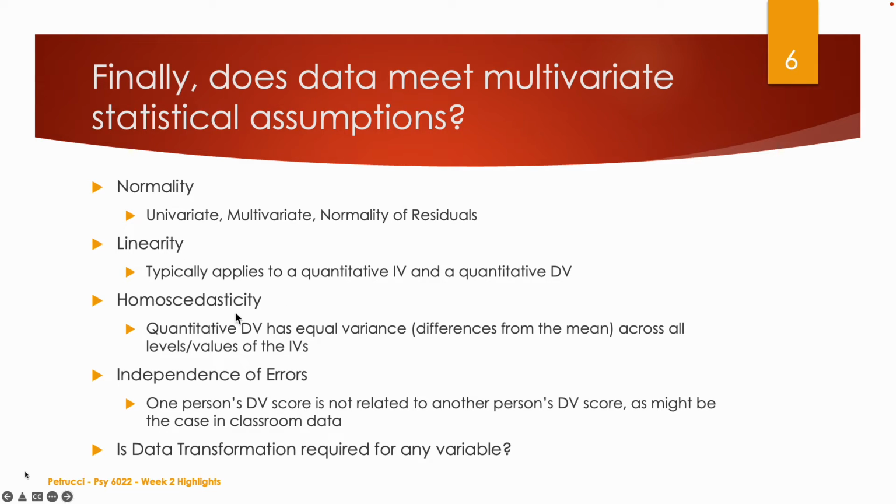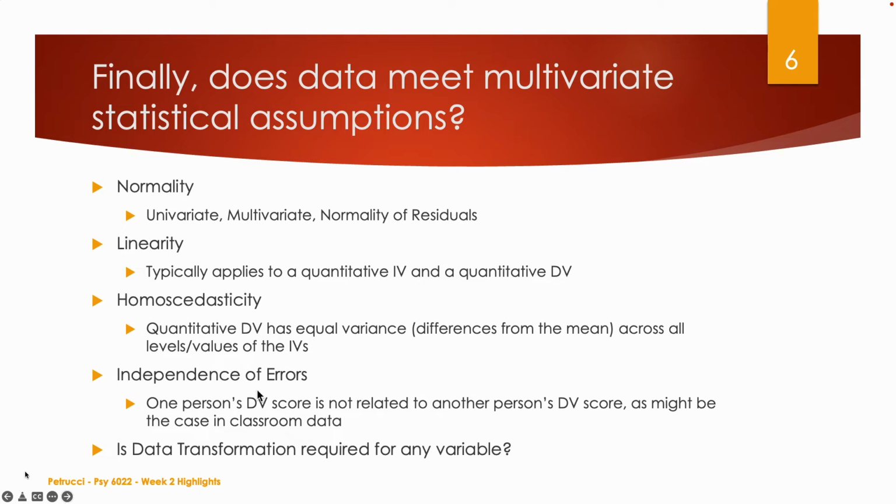With homoscedasticity, we're looking at whether the quantitative dependent variable has equal variance, which again is just differences from the mean for each person in the data set, for their scores in the data set. Does each value in the dependent variable have equal variance across all levels or values of the independent variables? And we have tests that check for that.